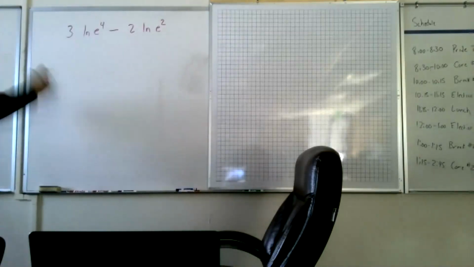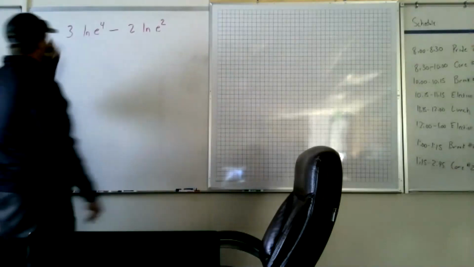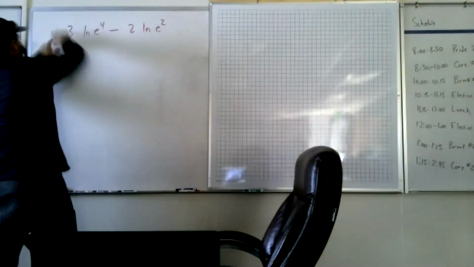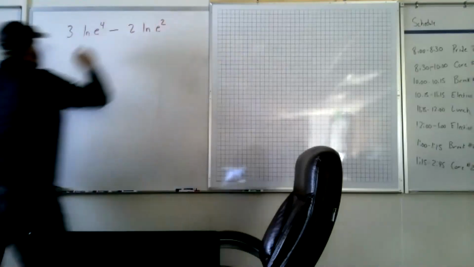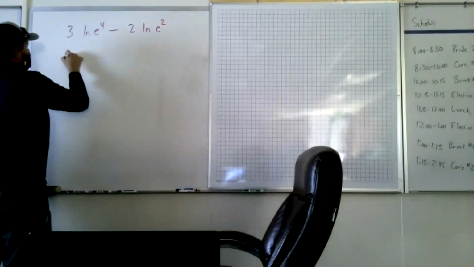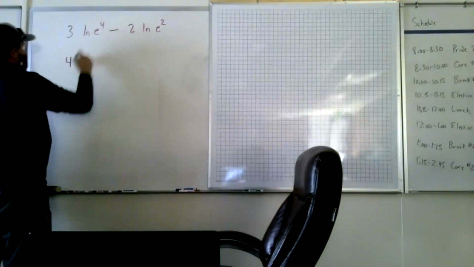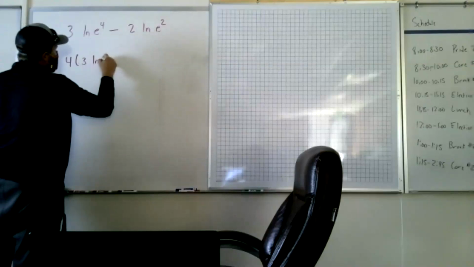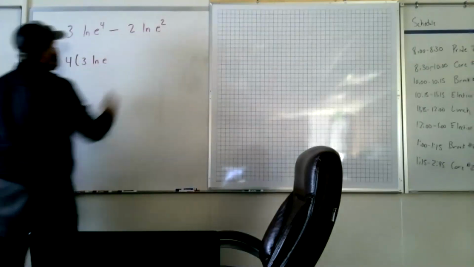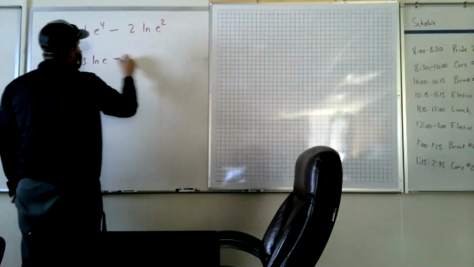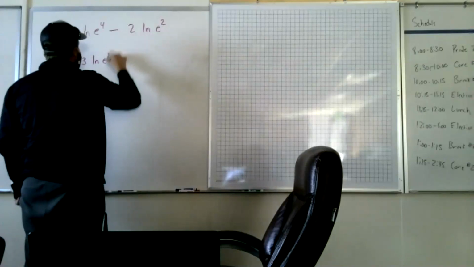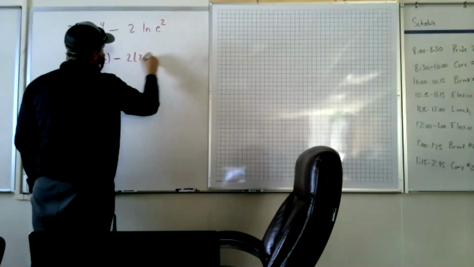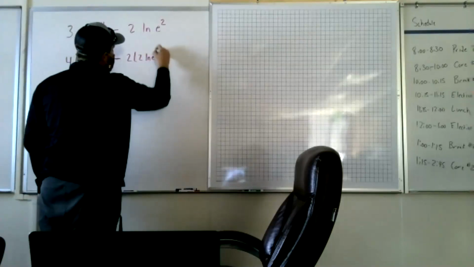First thing I'm going to do is use the power property of logarithms. I'm going to bring my exponents out front. So this e to the 4th, that 4 is going to come out front. The 2 from e squared is going to come out front. What that's going to leave me with is 4, this exponent, times a quantity of 3 natural log of e, and that's still going to be minus 2 times the natural log of e.